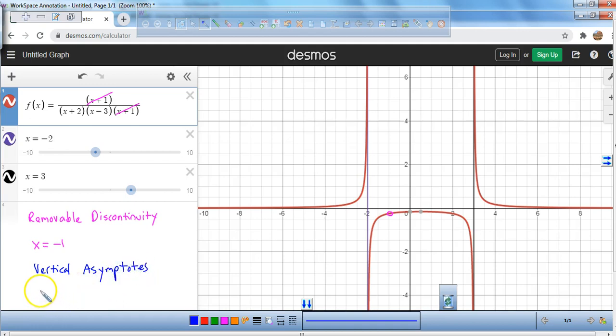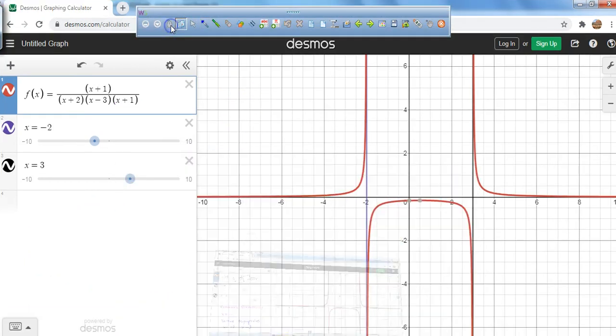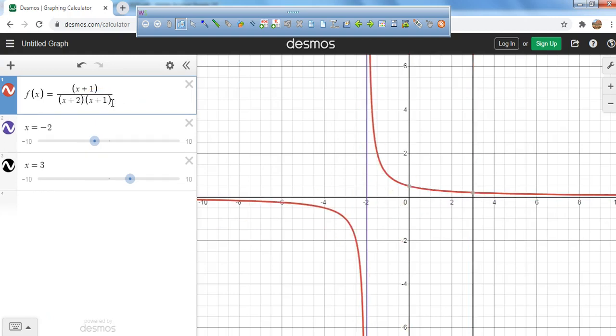Okay? We have a vertical asymptote at x equals negative 2, and we have a vertical asymptote at x equals 3. Because if I plug in a negative 2 right there, and I plug in a 3 right there, it makes the denominator equal to 0. So how do we find vertical asymptotes? Whatever makes the denominator equal to 0, but sometimes some factors cancel each other out, and that's where a removable discontinuity happens.